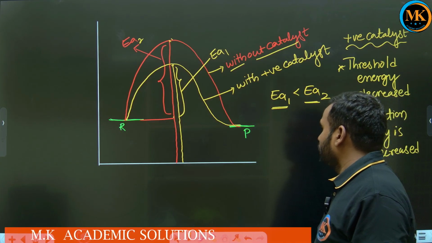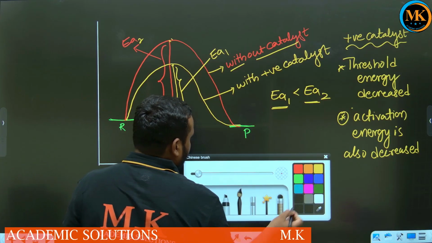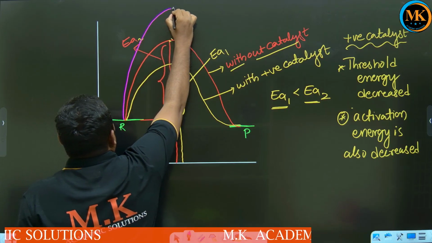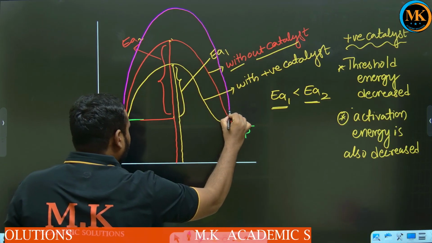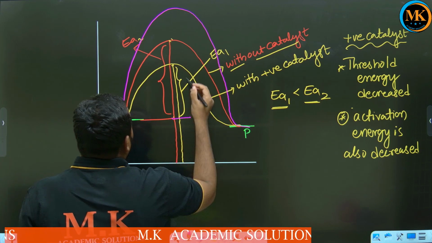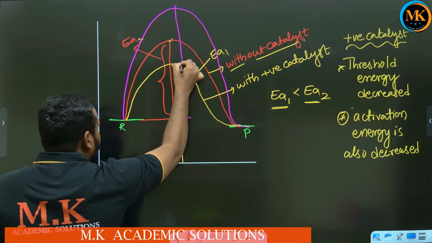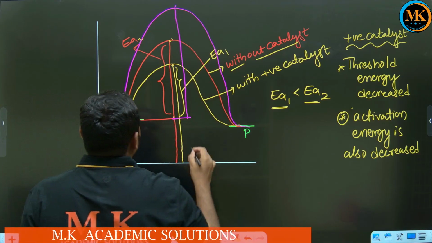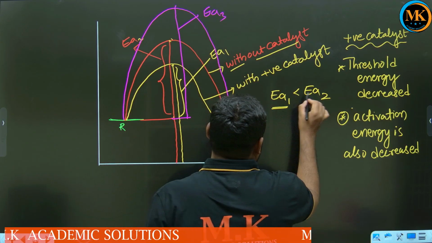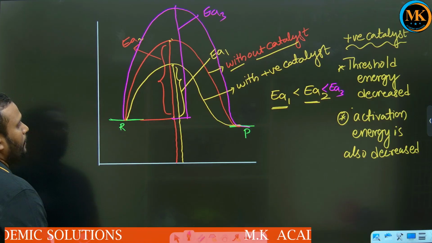Next, if you take a negative catalyst, what will the negative catalyst do? This is the same reaction but with negative catalyst. In the presence of negative catalyst, this is the activation energy, which is more. Consider it as EA3. So EA1 is less than EA2, which is less than EA3. These are the activation energies.